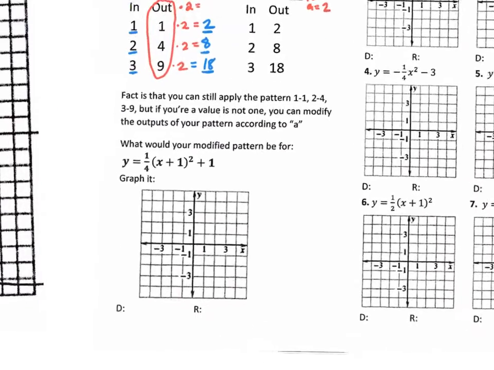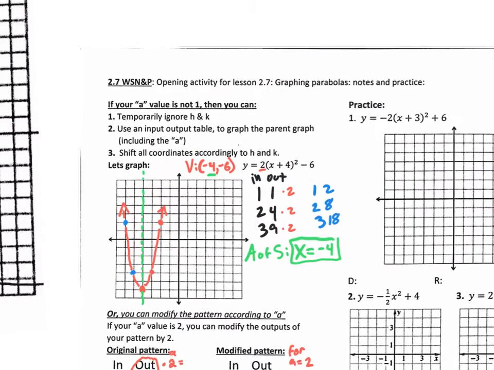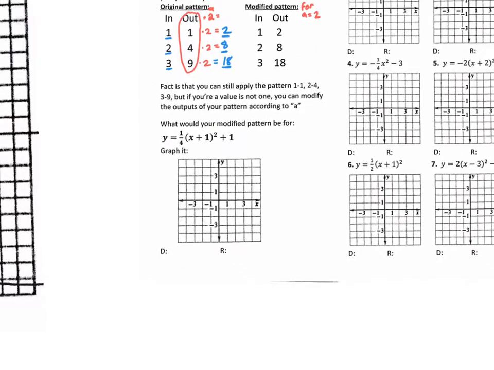All right, so the fact is, you could still apply the pattern 1, 1, 2, 4, 3, 9. You know what, by the way, since we didn't use these steps, let's just scratch them out. But don't get me wrong, you could always treat it like a function machine, and you could make an input-output table right here, an XY table, and you could plug in 0. Imagine that, plugging in 0.